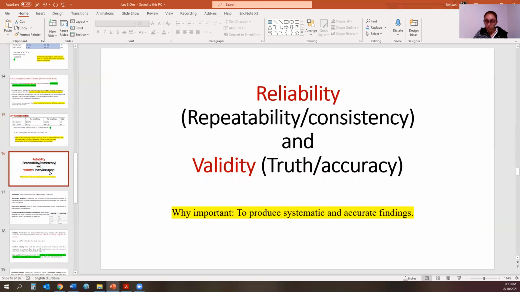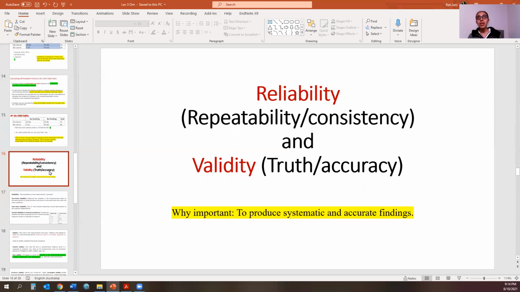Now we go on to really important concepts, which are reliability and validity. Very important concepts, guys. They are theoretical in nature, but I'll try to show you examples from my research where you can see how this is applied in practice. So what does reliability mean? Reliability means repeatability and consistency.